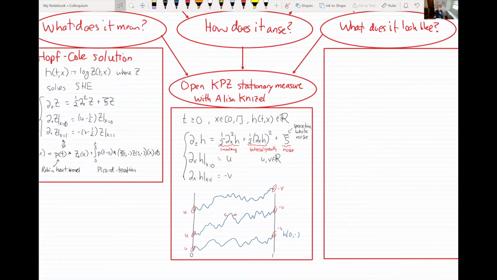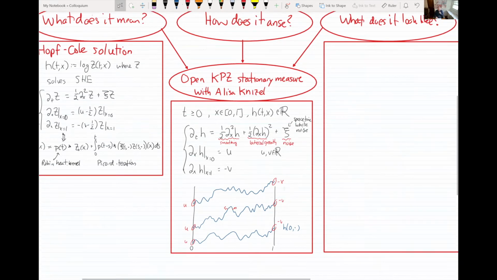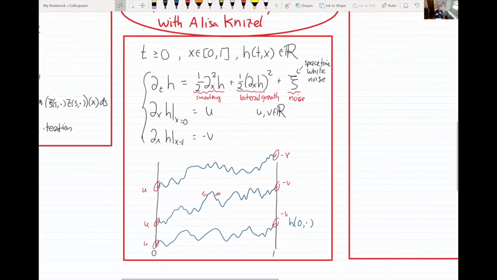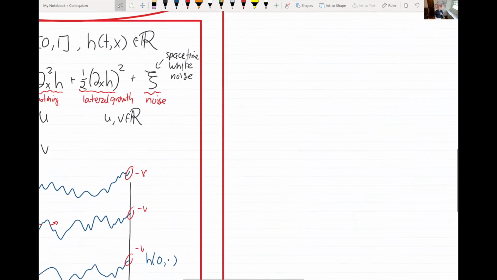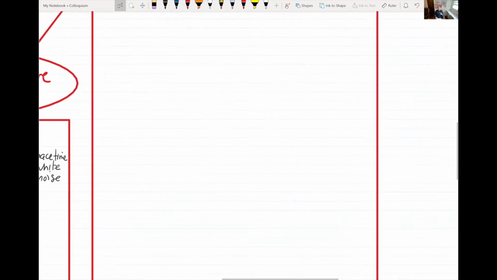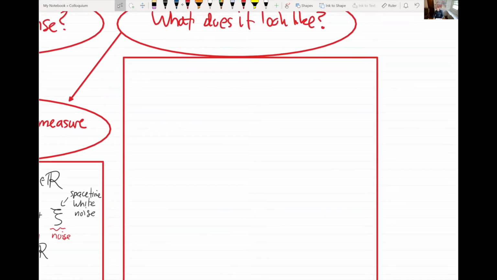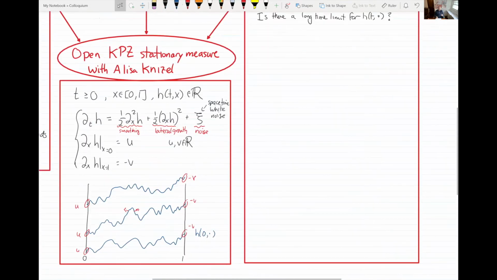So the real question I'm interested in is not how do you make sense of the equation, let's assume it's made sense of, but rather the question is, how does the equation behave if I run it for a long time? I'm looking at some sort of random interface growth. So the first question that I ask is, is there a long time limit for h, ht dot? So I'm looking at the spatial process at a time t.